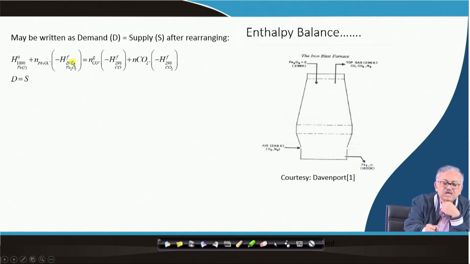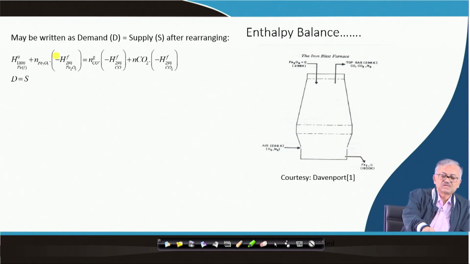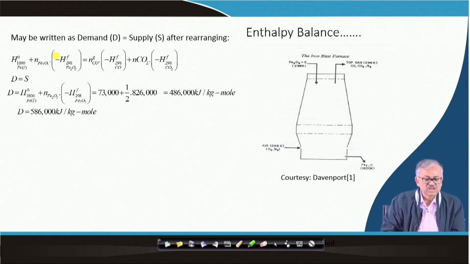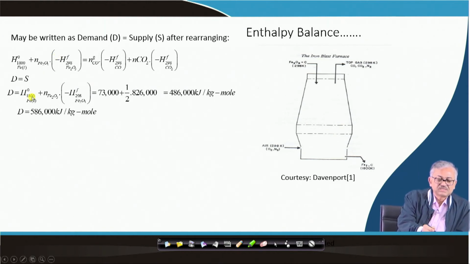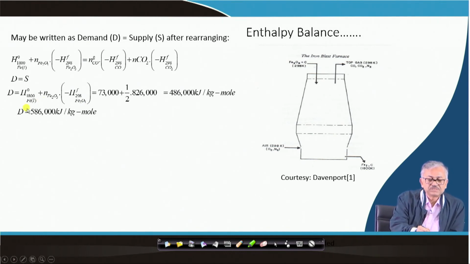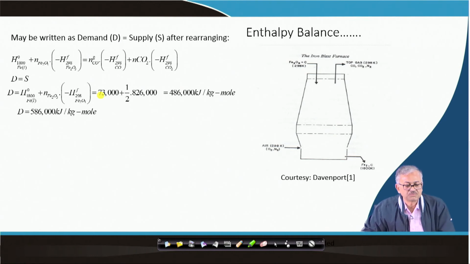So, basically we have the heat demand as this term. If you arrange these terms, you can write it in this way. On the demand side you have this and this, that is the sensible enthalpy of liquid iron, the total standard enthalpy of liquid iron, plus the heat of decomposition of Fe2O3 in total. If you calculate the liquid iron enthalpy, it will come around 73,000 kilojoule per kg mole of iron produced.